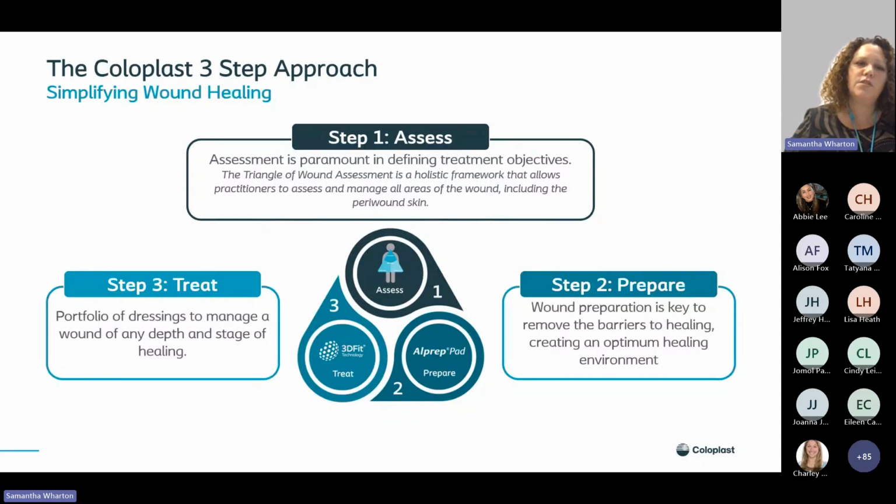Now we're moving on to our step 3. So just going to reiterate, we've done our step 1, which is that really robust holistic assessment. We've had a quick whistle-stop tour of that prepare, so removing those barriers to healing to create that optimum wound healing environment. And now we're moving on to treat. So we're going to look at what the treatment options are for patients to ensure that those wounds can progress to healing.